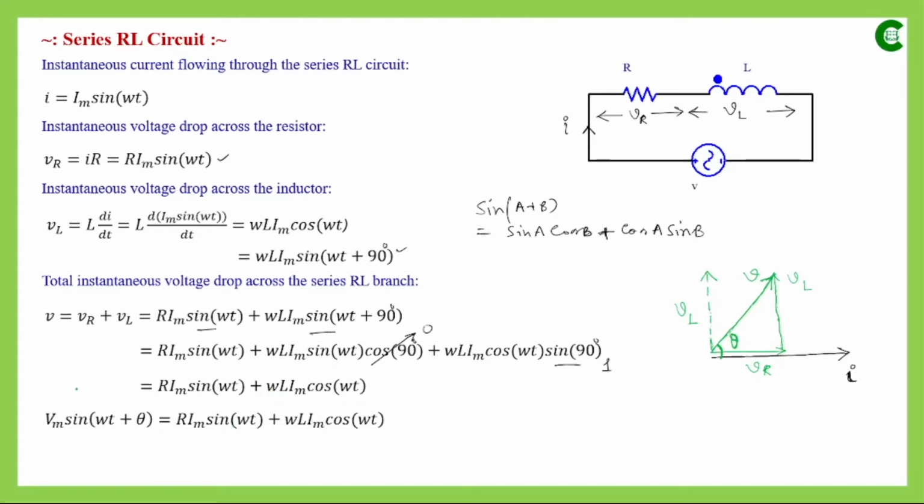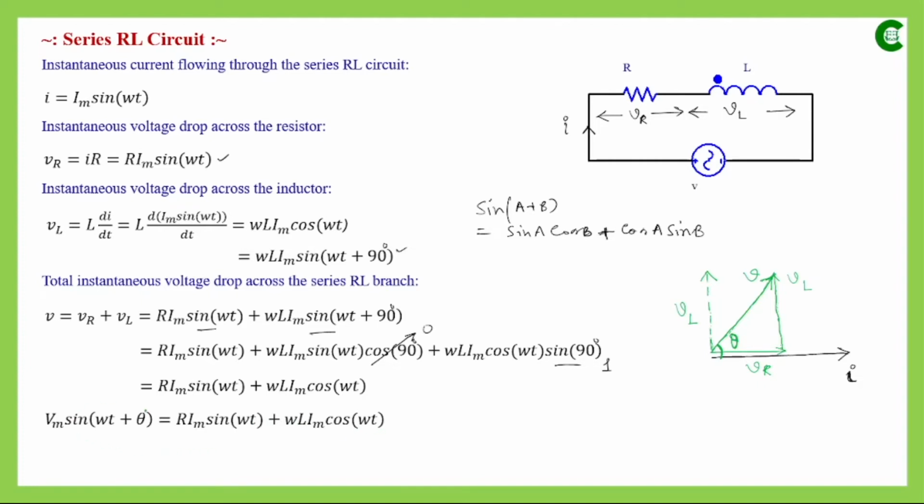Now if we represent the total voltage drop by a sinusoidal waveform, it can be written as Vm sin omega t, and since the phase difference between the total voltage V and the current is theta, and V is leading, it will be plus theta. So this is the expression of the total voltage across that series RL. And on the right side we already have the expression R Im sin omega t plus omega L Im cos omega t.